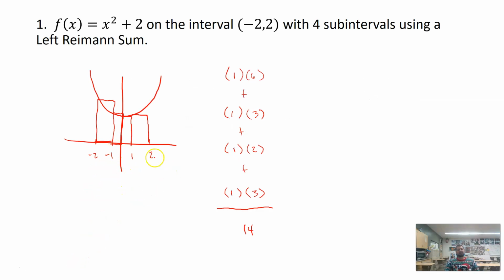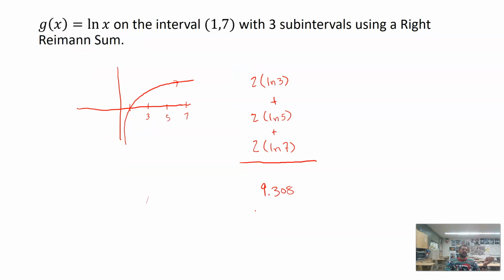Now, on the first one, I kind of drew the picture as to what's going on, and it's not incredibly accurate, but we're going from -2 to 2 with 4 subintervals using a left Riemann sum. Now, remember, that's just 4 rectangles of equal length. All of them have a base of 1, and then the height I just determined by plugging in the values -2, -1, 0, and 1. When I add all those together, it adds up to 14. And again, that one's pretty self-explanatory. Just remember you're using rectangles on a Riemann sum.